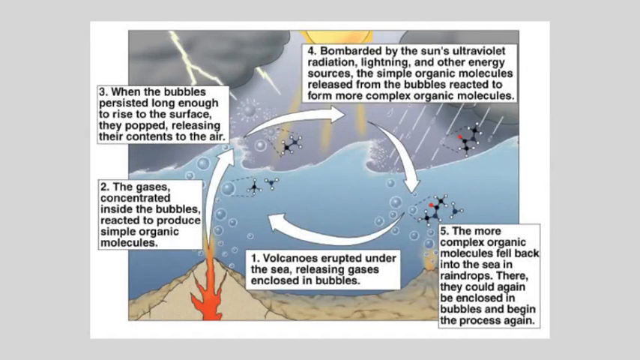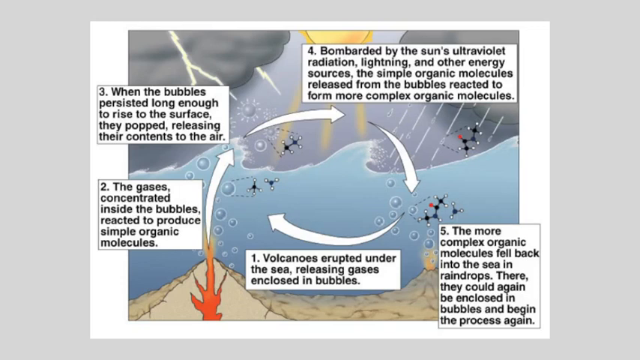Here is another very interesting idea for how the early building blocks of life might have formed in bubbles. And the idea is that volcanoes erupted under the sea, releasing gases enclosed in bubbles. And these gases might have included hydrogen, methane, carbon monoxide, and other types of reactive gases. The gases concentrated inside the bubbles then reacted to produce simple organic compounds. These bubbles would rise to the surface of the ocean and burst, releasing their contents into the air.